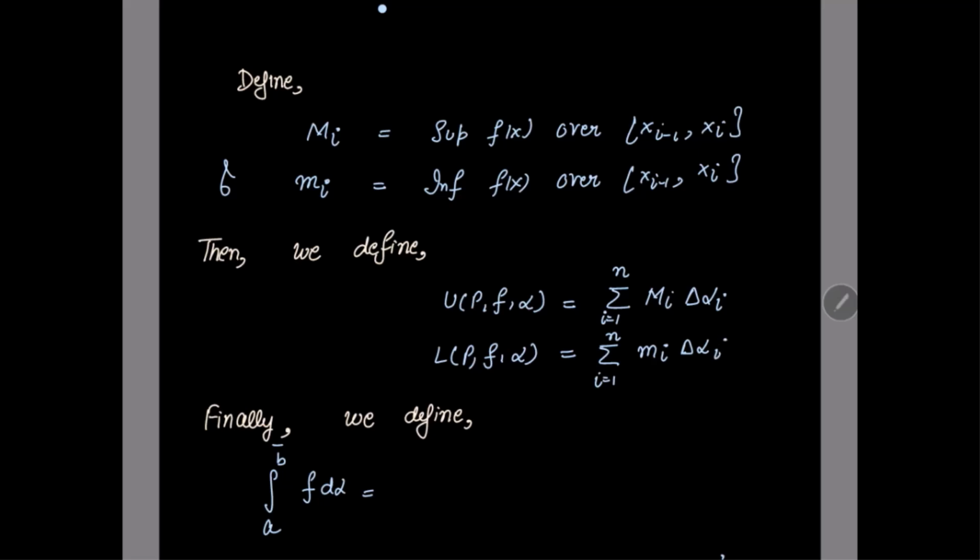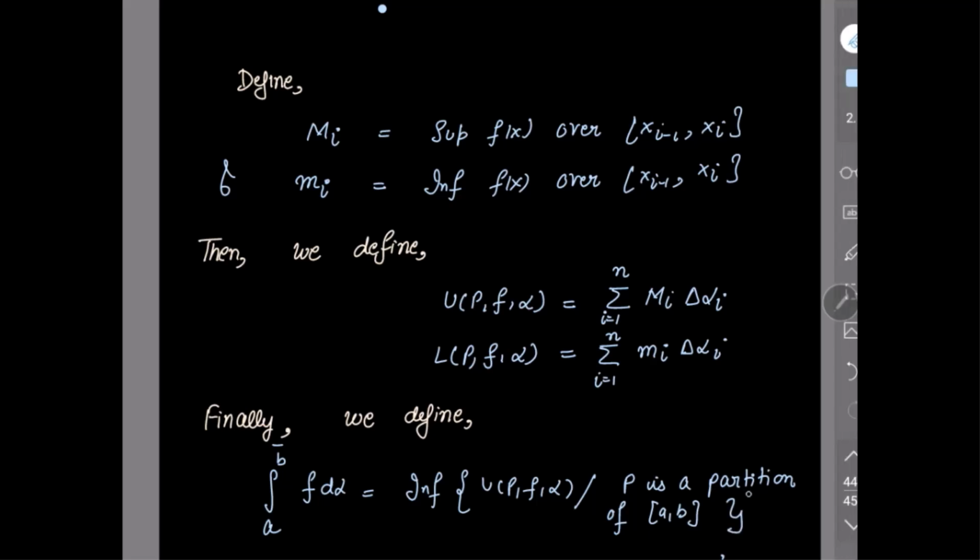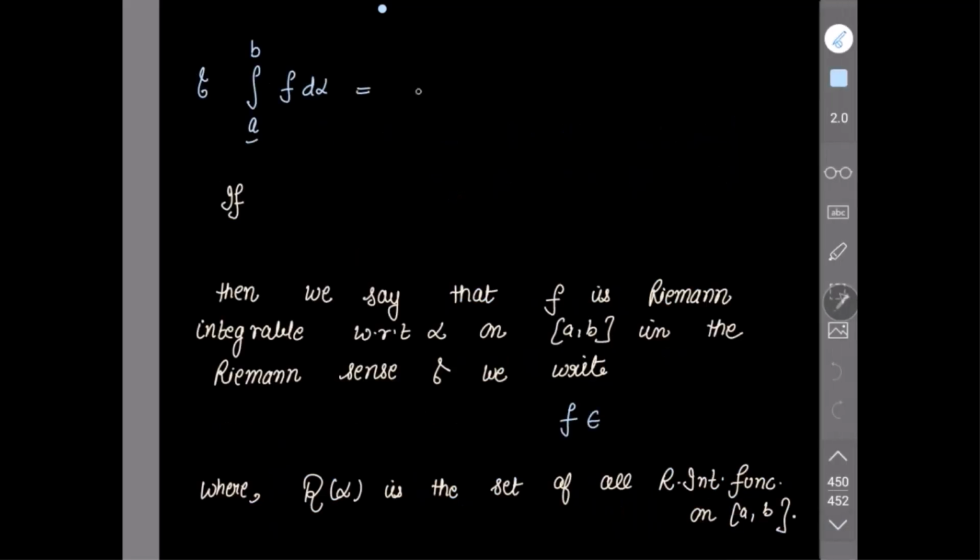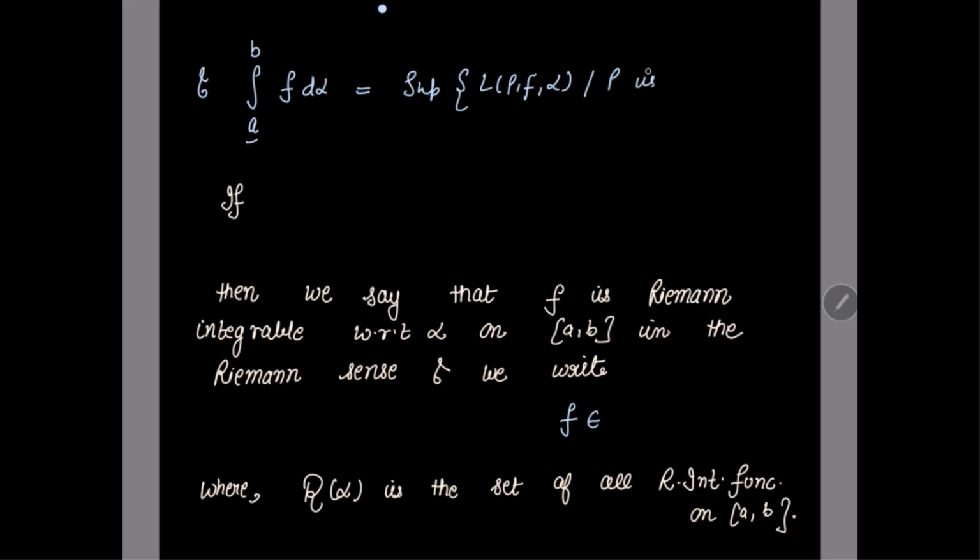Very simple. Okay. So finally we define the upper Riemann integral, the upper integral of f d alpha. Here d alpha should be written. This is equal to the infimum of U(P, f, alpha), where P is a partition of the closed interval [a, b]. And then the lower Riemann integral is equal to the supremum of L(P, f, alpha), where again P is any partition of the closed interval [a, b].